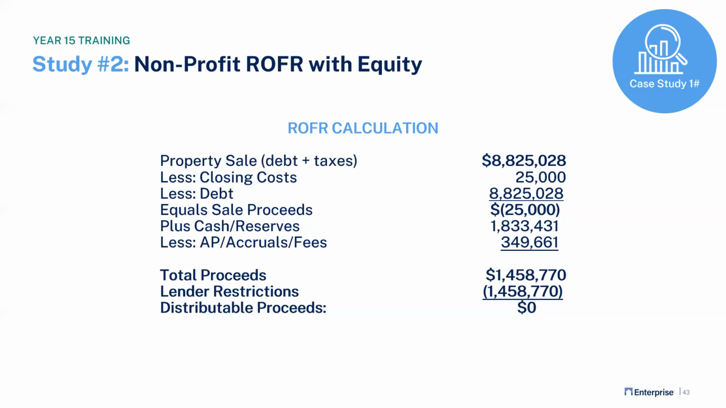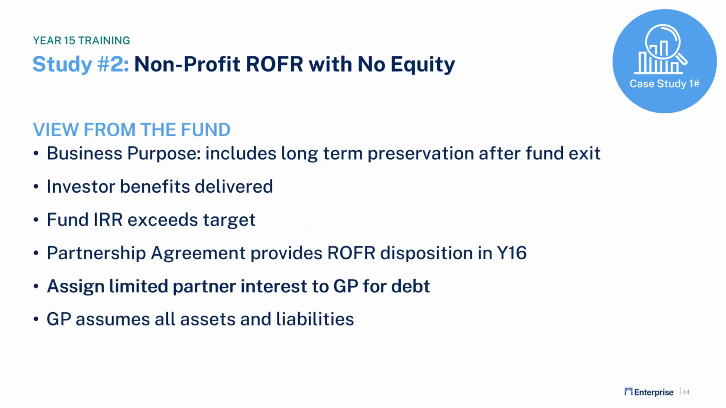It makes sense for the investors, even though you're looking at that $1.4 million figure and thinking, wow, that's a lot of money. But the property needed it, and they had the right to it per the regulatory agreements and the partnership agreement. And that's the deal we struck. And from the fund's perspective, again, we're in the business to provide long-term preservation after we exit. So we're leaving resources in the partnership. The investor benefits were delivered, and the internal rate of return does exceed target. And they do have that right of first refusal in their partnership agreement.